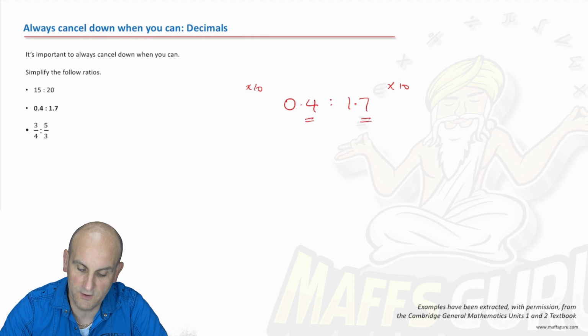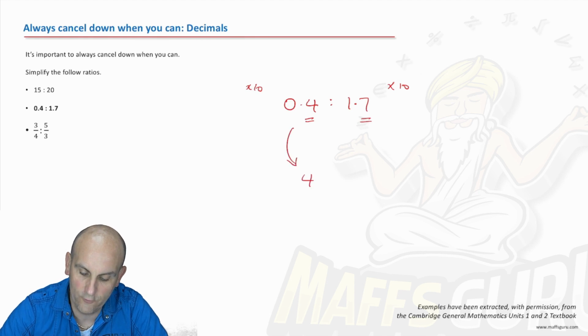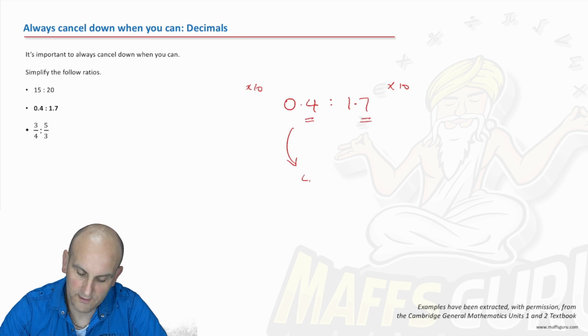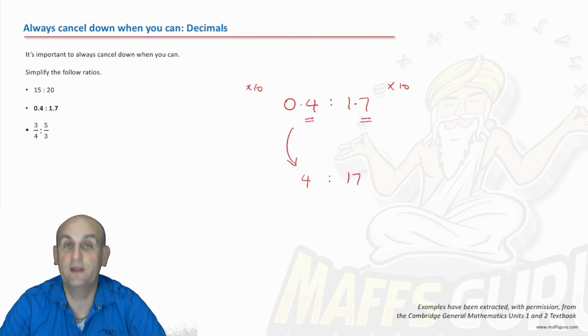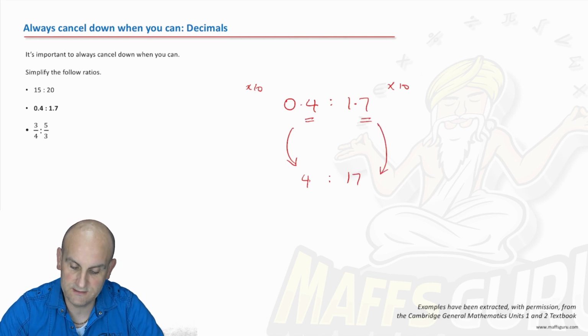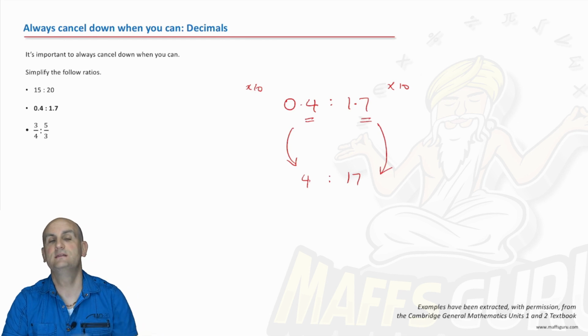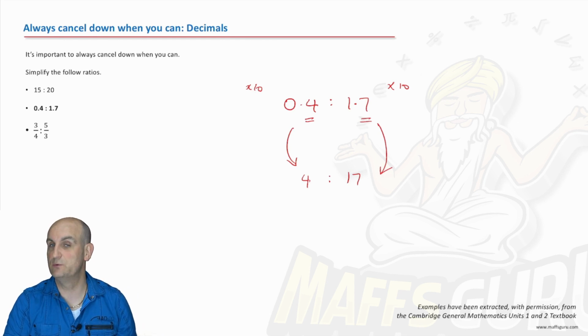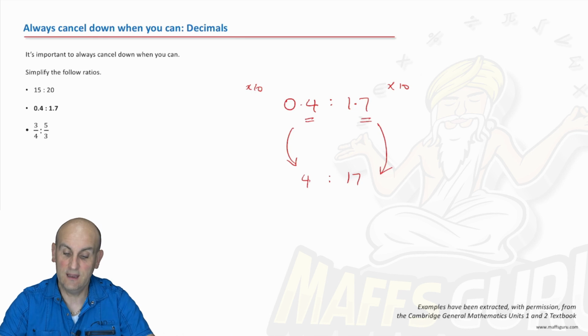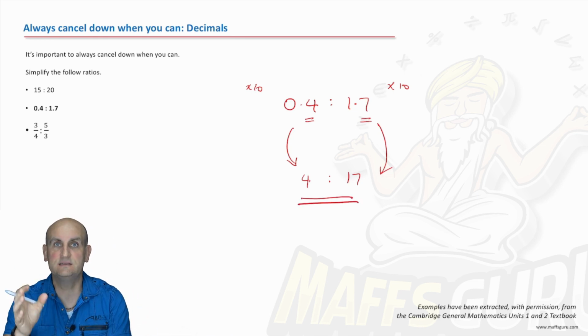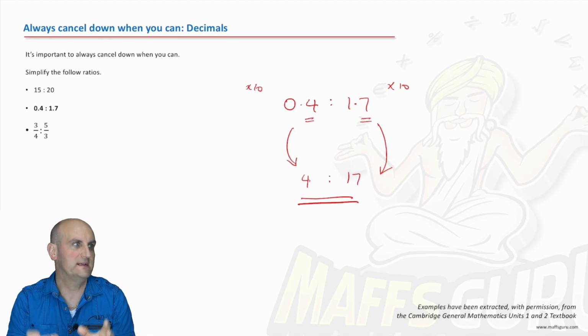If I multiply that by 10, I'm going to get 4, and that becomes 17. And then of course I'm going to use my fingers and thumbs to try and work out what number goes into 4 and 17. As it turns out, 17 is a prime number, and so it's only divisible by 1 and itself. So again, that is my final answer. I can't take it any lower than that. It's still in the same ratio. It's still expressing the same thing.